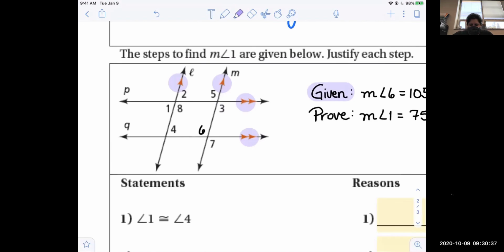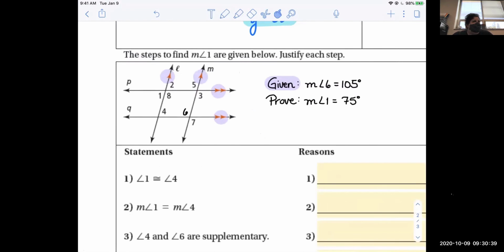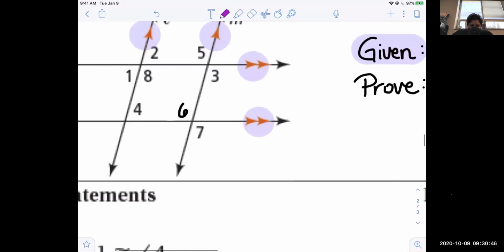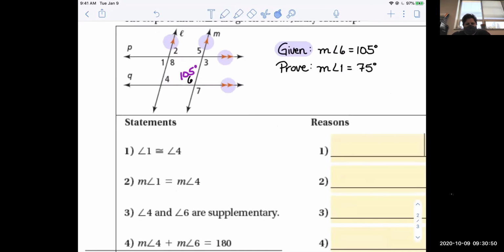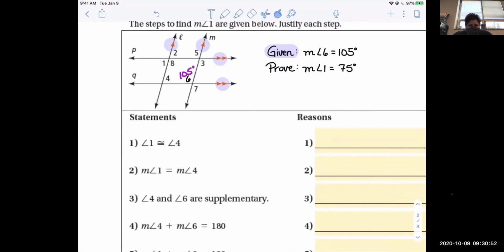Okay, what we're supposed to be proving is that the measure of angle 1 is 75 degrees. It's given you that angle 6 is 105. And we're going to work through using the postulates and theorems that we know how we can jump from angle 6 over to angle 1. 6 and 1 are not directly related, but we can go through another angle to get there.